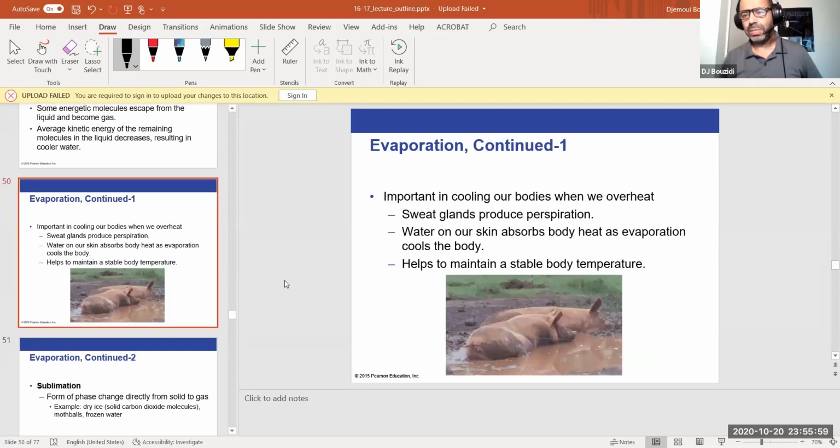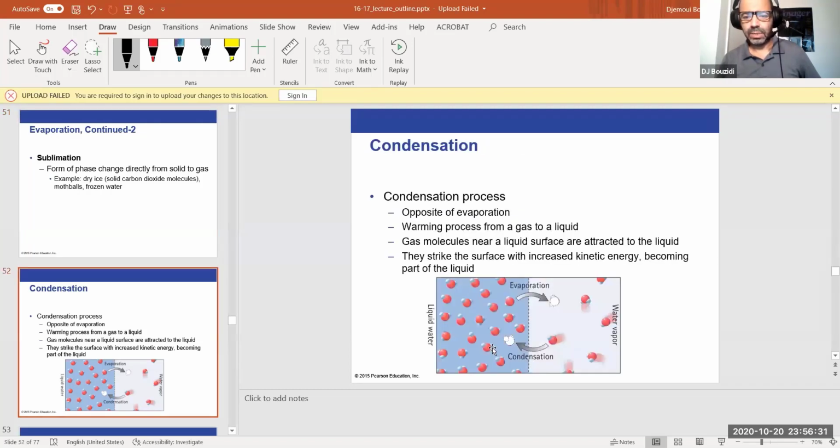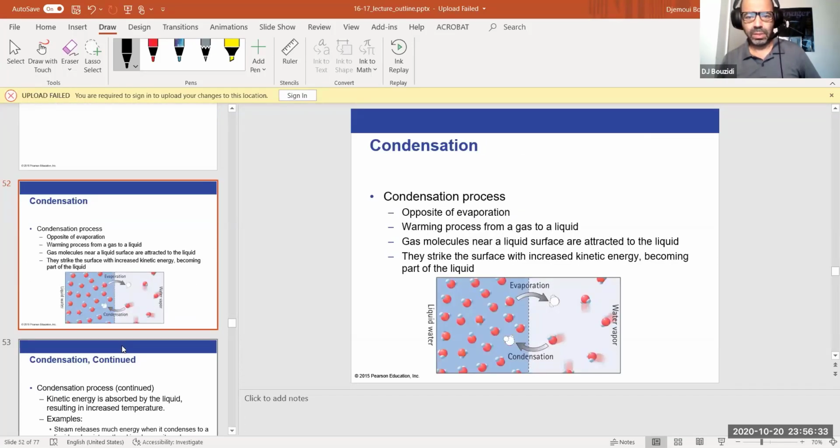Evaporation is basically a process of cooling down in the animal kingdom, including us. That's why we transpire, okay? We get rid of the heat and we cool down using that process. Sublimation is a phase transition directly from solid to gas, okay? Dry ice, for example, can do that. If you have dry ice and you pour water on it, then boom, it moves to the gas state. And that is CO2, carbon dioxide. Condensation, as I said, is the reverse process of the evaporation.